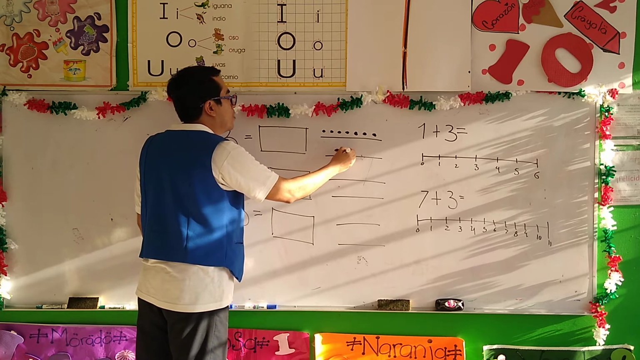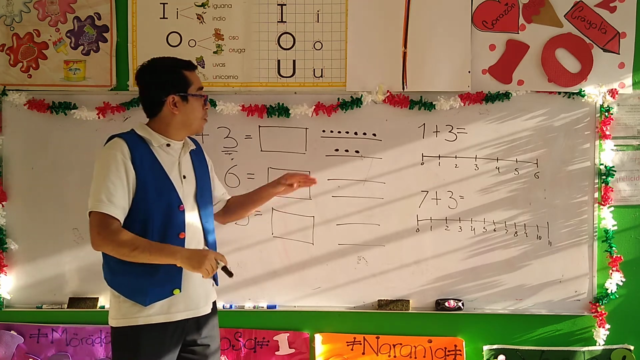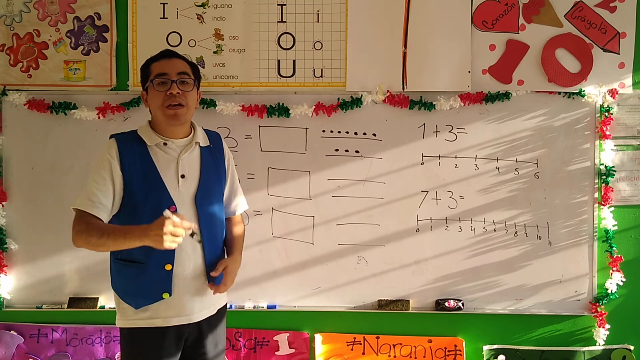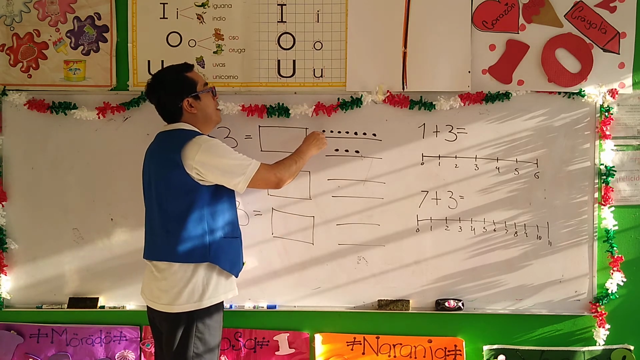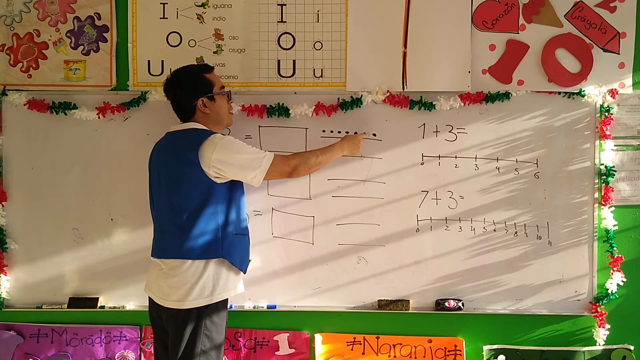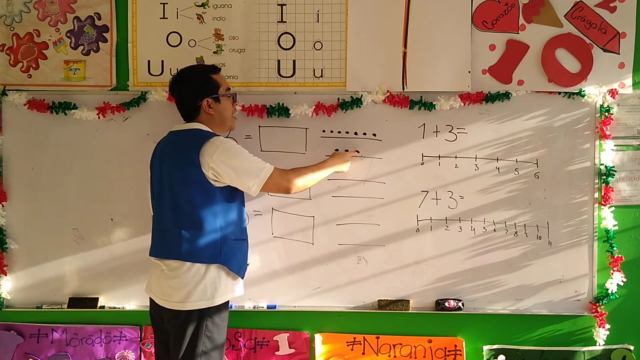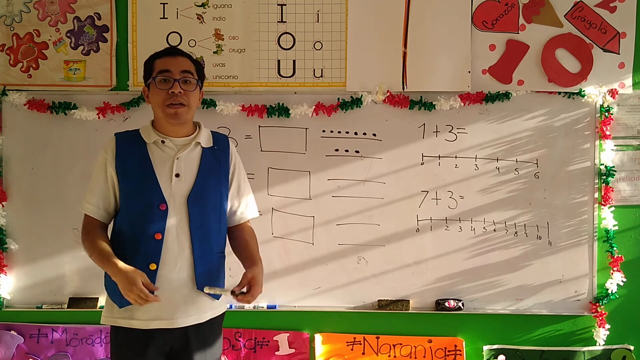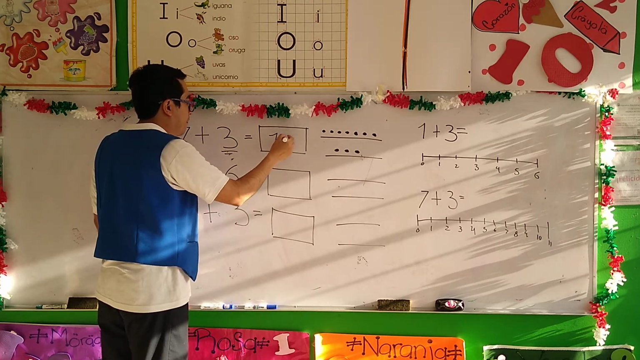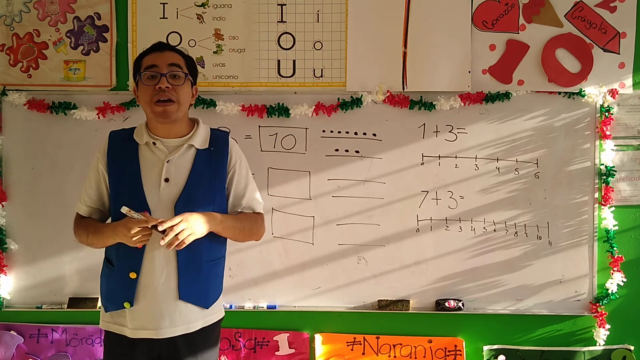1, 2, and 3. Once we have finished it, we have to count all of the dots so we can have the result. Please count next to me. 1, 2, 3, 4, 5, 6, 7, 8, 9, and 10. So what's the result? Number 10, which is 1 and a 0. And that's it. Okay, let's continue with the second example.